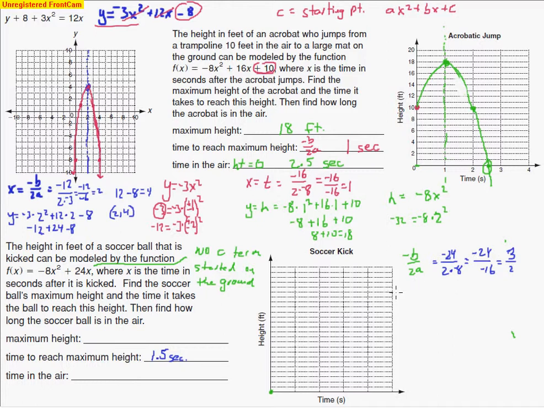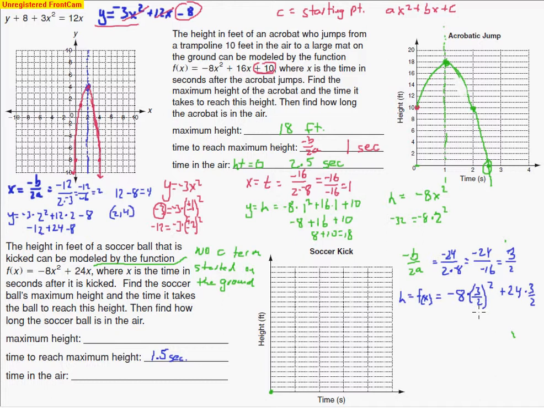I'll show you how. So we want to find out what the height is. So height equals the same thing as this f of x. It means the same thing. That's just function notation, they call that. So negative 8 times 3 halves squared plus 24 times 3 halves. People get afraid of fractions, but actually they're kind of your friends here because they end up making the problem a little bit easier. You'll see why in just a minute.